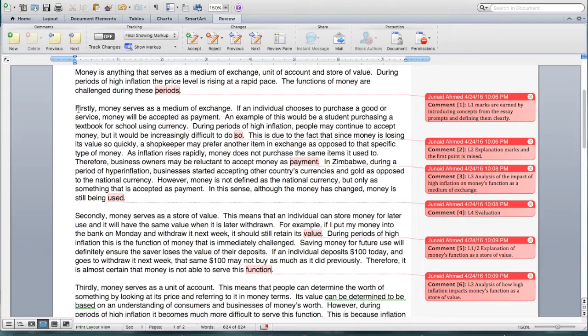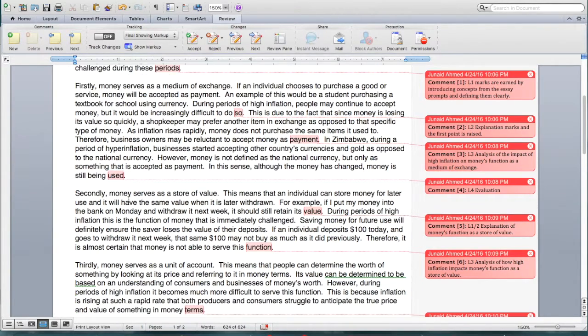This is due to the fact that since money is losing its value so quickly, a shopkeeper may prefer another item in exchange, as opposed to that specific type of money. As inflation rises rapidly, money does not purchase the same items it used to. Therefore, business owners may be reluctant to accept money as payment. In Zimbabwe, during a period of hyperinflation, businesses started accepting other countries' currencies and gold as opposed to the national currency. However, money is not defined as a national currency, but only as something that is accepted as payment. In this sense, although the money has changed, money is still being used.